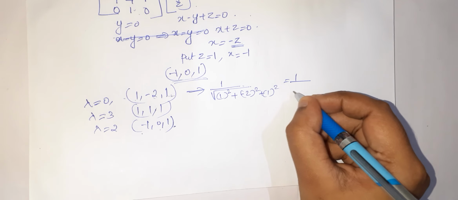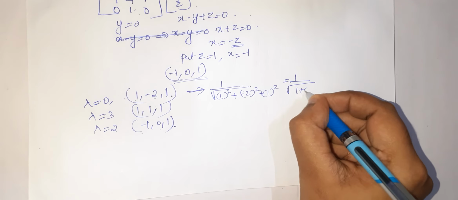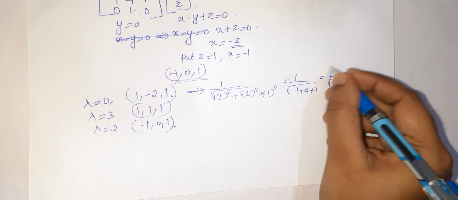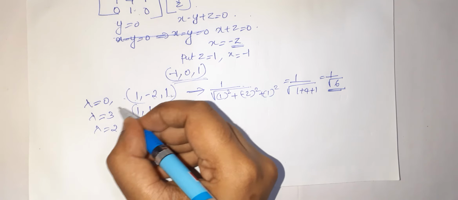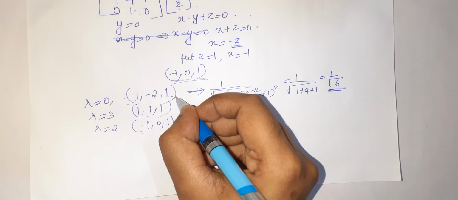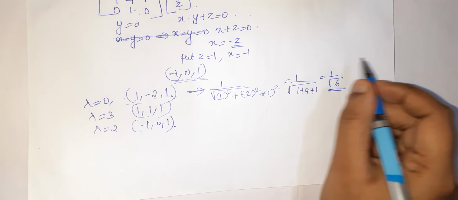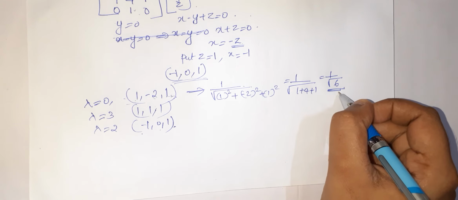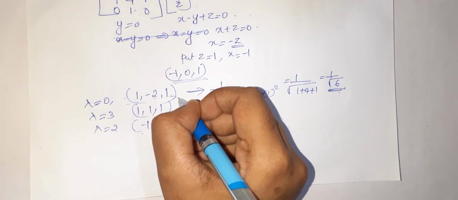That is 1 divided by root of 1 plus 4 plus 1, that is 1 divided by root of 6. This is the unit eigenvector corresponding to this eigenvector. To find the unit eigenvector matrix, multiply the unit eigenvector with the eigenvector matrix.